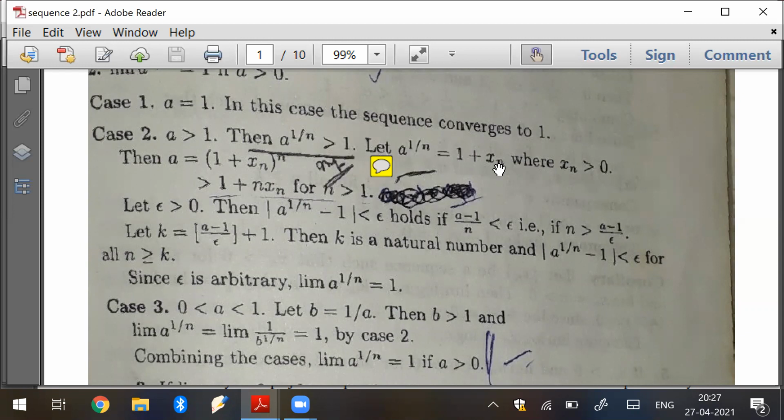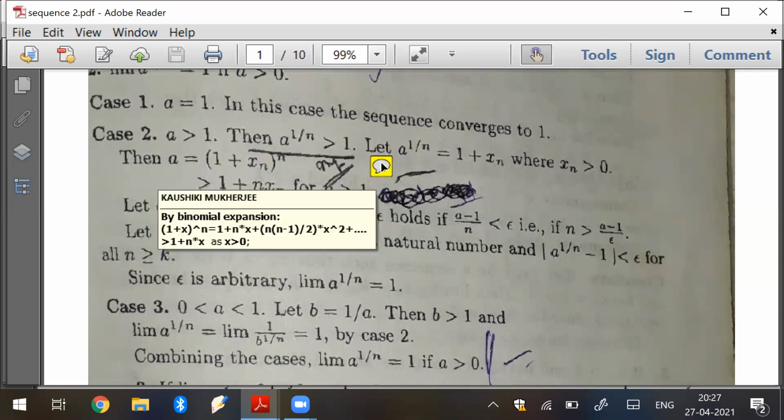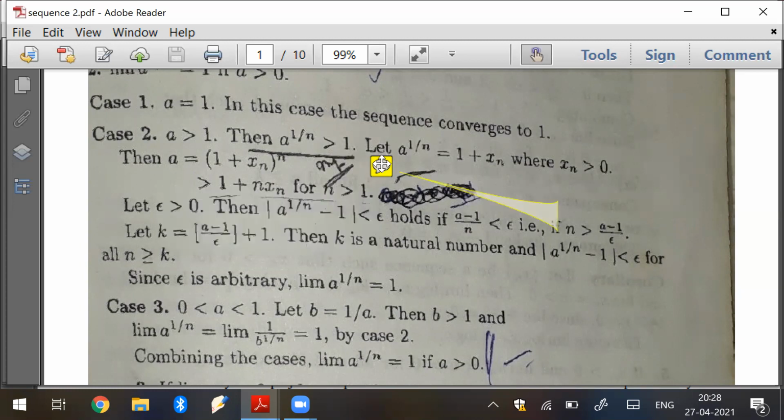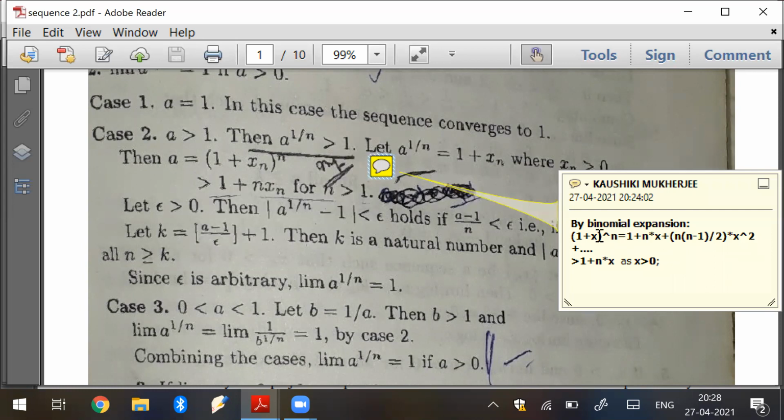That means xn is now giving you the recurrent form. If you vary n, this xn will vary. That means with 1 you are adding some positive quantity, which varies with the natural number you are taking. So a to the power 1 by n equals this, and then a is nothing but the whole thing to the power of n. Now if you expand it binomially, you can get this expression as shown in the box: 1 plus nx plus some positive numbers plus some other numbers, and it will go on and contain n plus 1 terms.